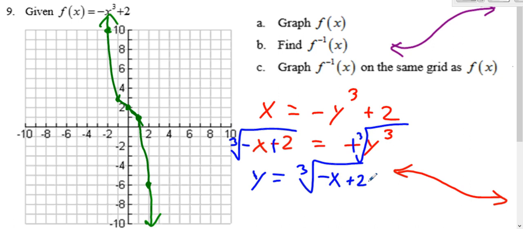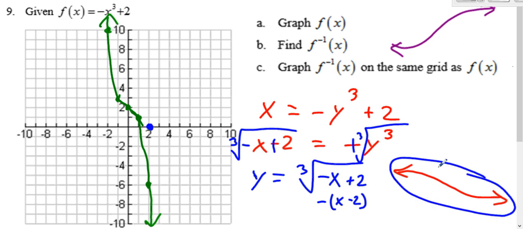And then when you're figuring out the shift with a problem like this, you have to be really careful because the best thing to do is factor out that negative. Because this is actually going to shift 2 spaces to the right. And then it's going to be reflected. So if you shift it 2 spaces to the right, that's your new origin. And it's going to have this shape to it.